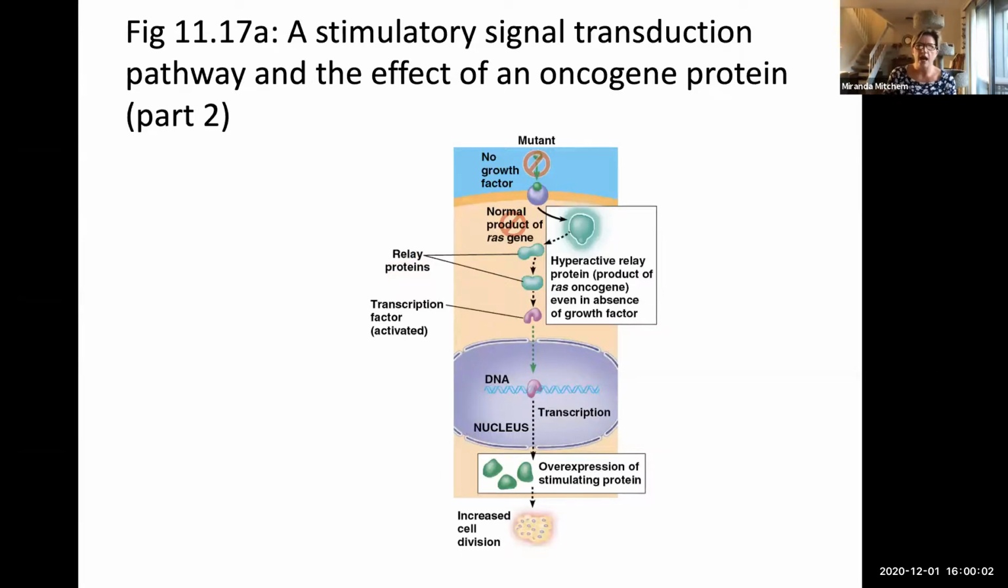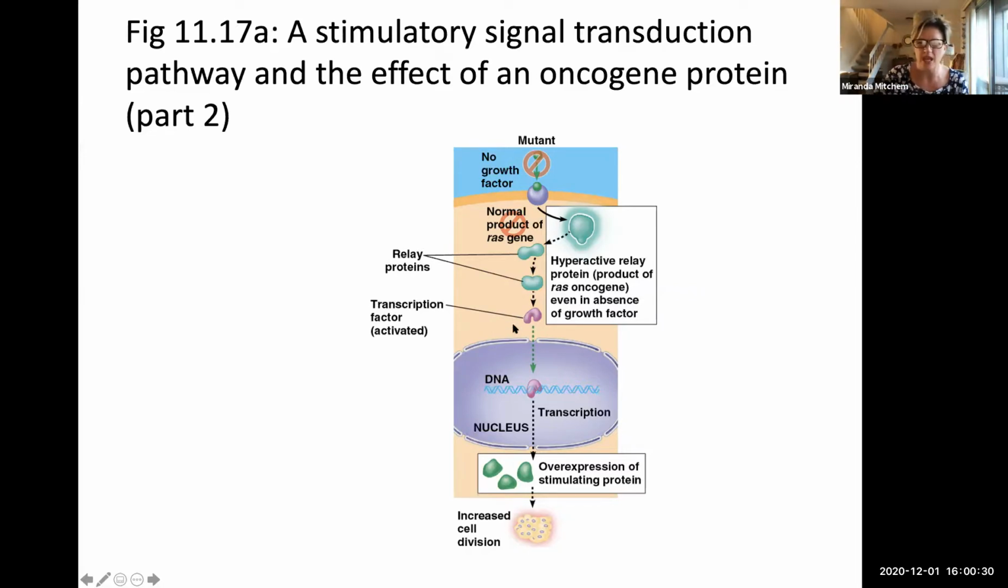Here's the abnormal situation. So now we have a problem in the growth factor, or there's none there. It could be improperly formed or absent. So we lose the opportunity to produce this protein. So instead, we don't have signal transduction. There's nothing.